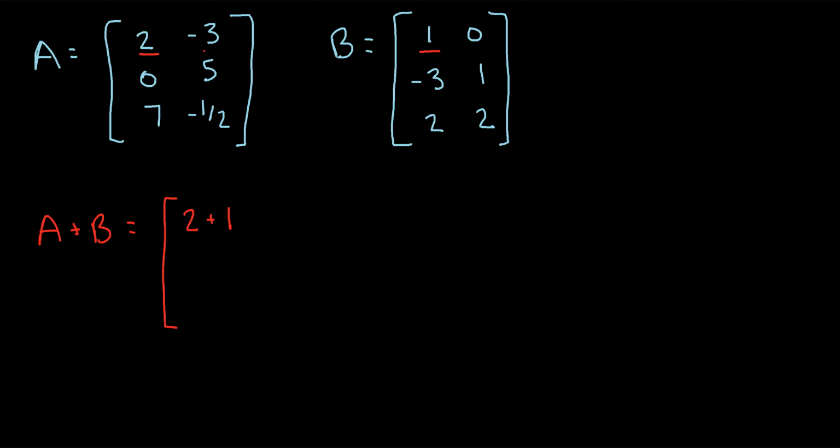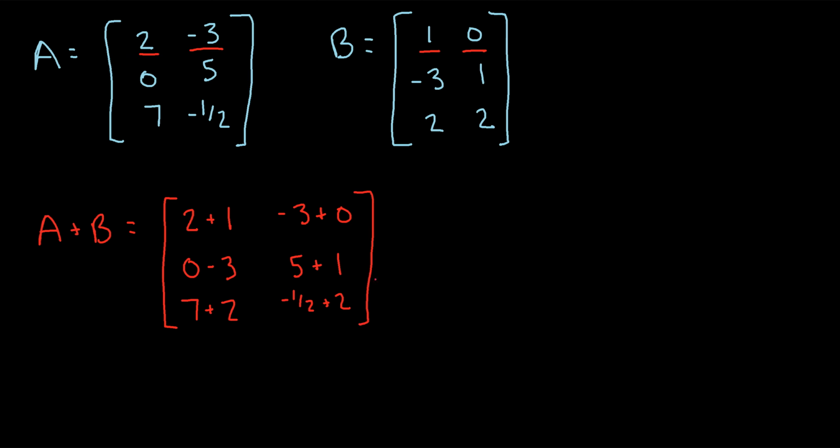And we would do the same with the value in row 1, column 2. We want to add that with the value in row 1, column 2 of matrix B. So we get -3 plus 0. And we perform the same operation over and over again. So here we get 0 plus -3, or 0 minus 3. And then we have 5 plus 1. Down here we have 7 plus 2. And over here we have -1/2 plus 2.